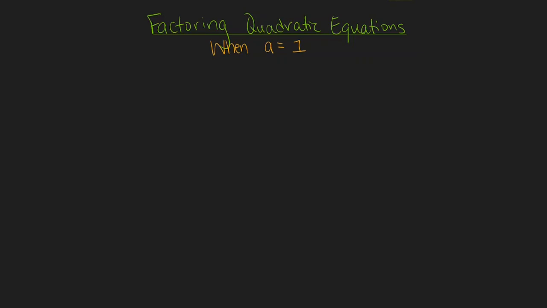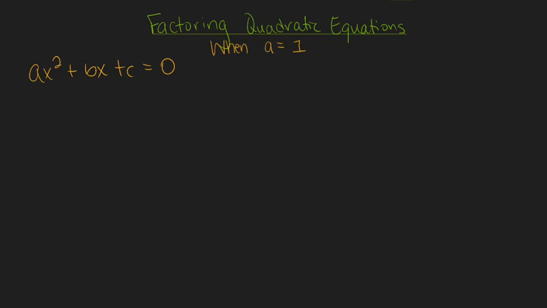Right now, if you didn't watch the general factoring introduction video yet, you might be questioning, okay, a what? Where is a coming in? As a quick reminder, this comes from the standard format of quadratic equations, which is ax squared plus bx plus c equals 0, where a and b are coefficients and c is a constant. So we're talking about situations here where a is equal to 1. Typically when a is equal to 1, we don't write a 1 in front of the x squared term, because x squared times 1 is just x squared.